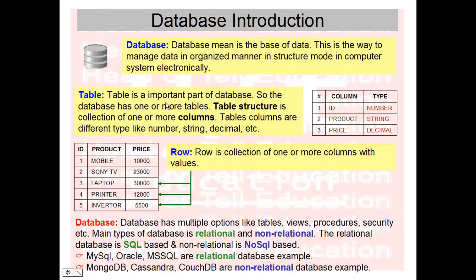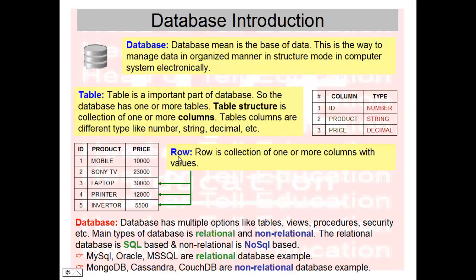Table is an important part of database. So the database has one or more tables. Table structure is a collection of one or more columns, like ID, number, product, string, etc. Table columns are of different types like number, string, decimal, Boolean, date and time, like this. Okay.